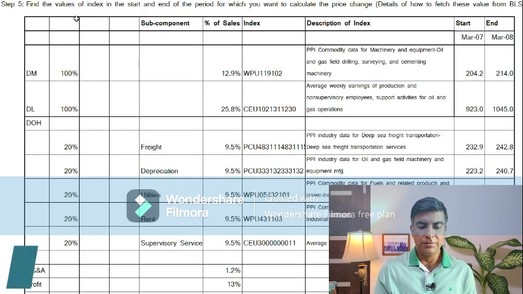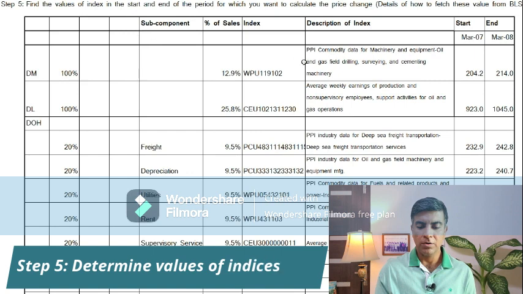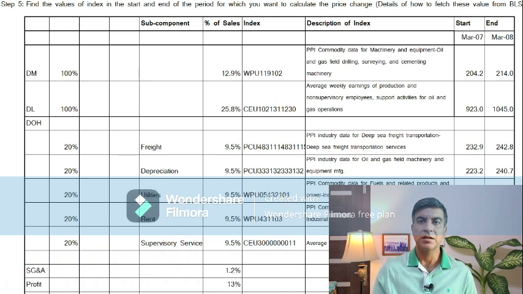In step 5, you have to find the value of each of the indexes at the start and end of the period in which you want to calculate the price change. So for example, if your supplier comes and says that over the last 1 year the prices have increased by 80%, and you want to really validate his claim, you will look at the change in the indexes over the last 1 year period and plug in the starting and the ending values here, and you will calculate the final figures.